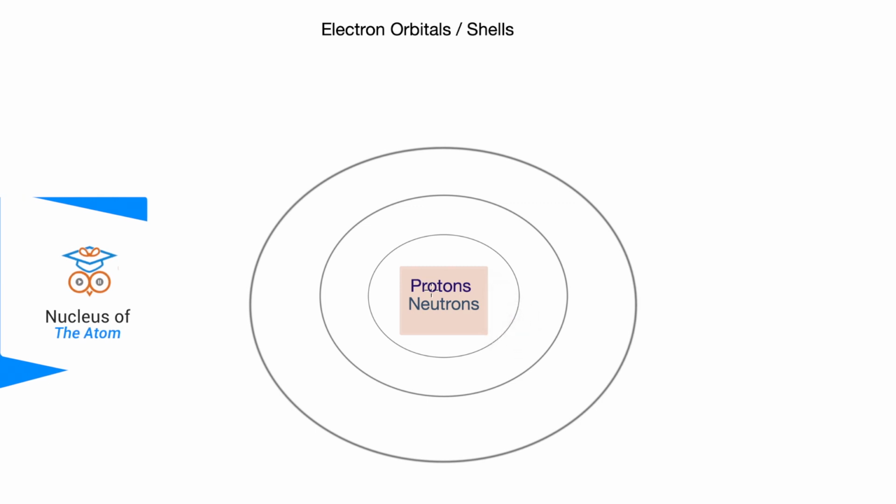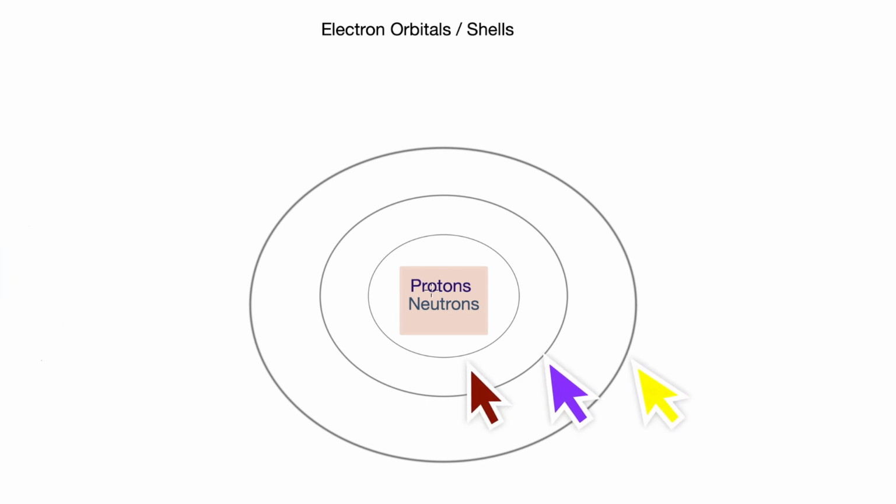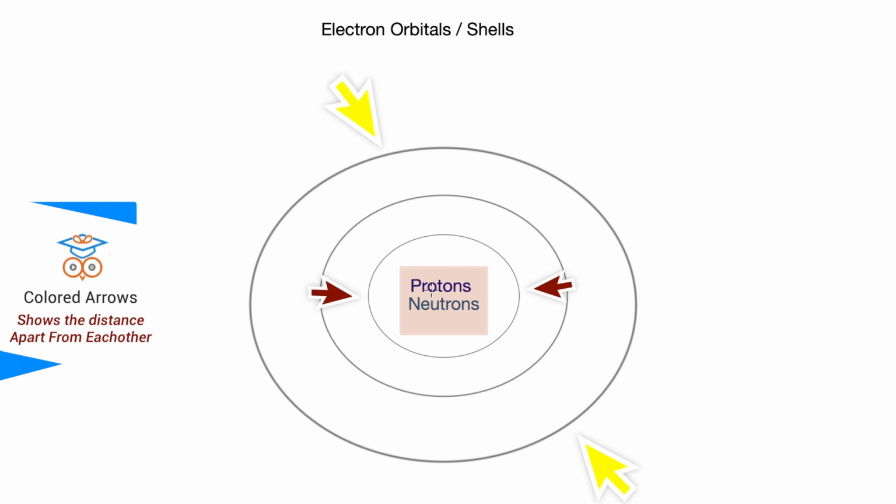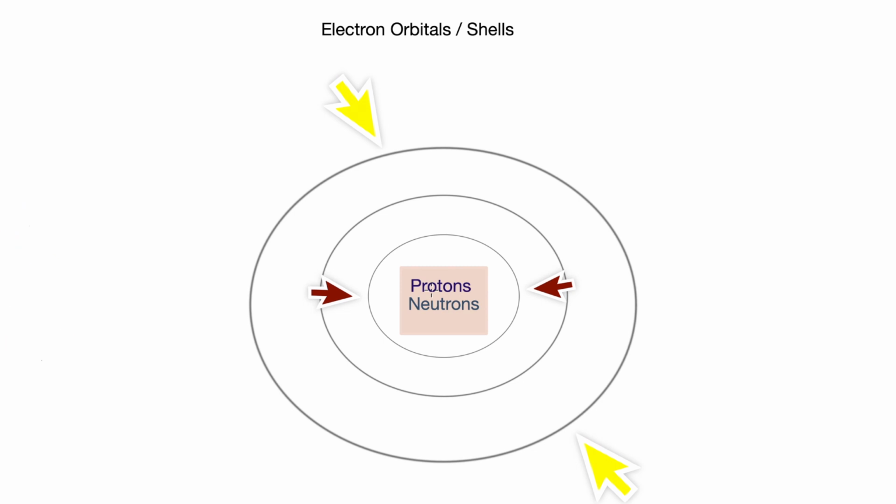And around the protons and neutrons, we can see gray circles. These are just imaginary circles that we as scientists put on the diagram to show us where electrons will be. For now, we're only going to put 3 shells or 3 orbitals, and each one of these shells gets bigger in diameter as we move farther and farther away from the middle of the diagram. Each gray circle is called an electron orbital or an electron shell.